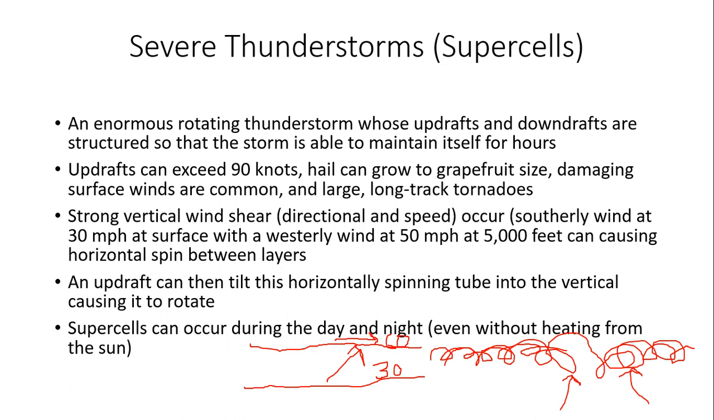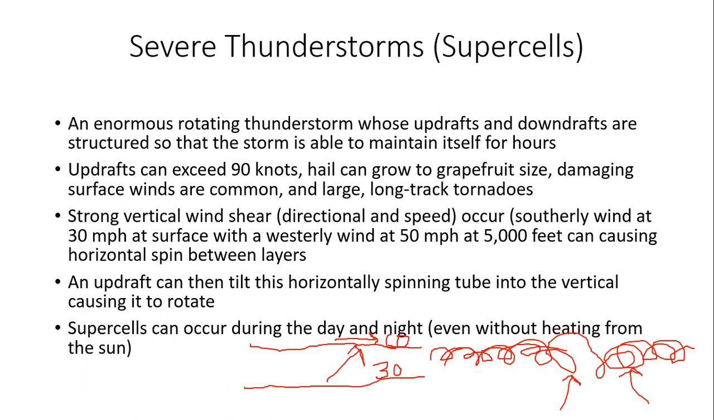And that is when you're going to see your funnel cloud develop. That's when you're going to see the funnel cloud drop out of the base of the wall cloud of a severe thunderstorm, and once it reaches the surface, it's no longer a funnel cloud. Once it comes in contact with the surface, it's now a tornado.